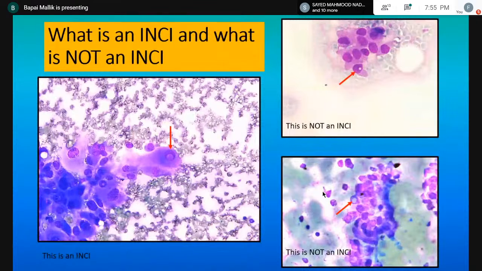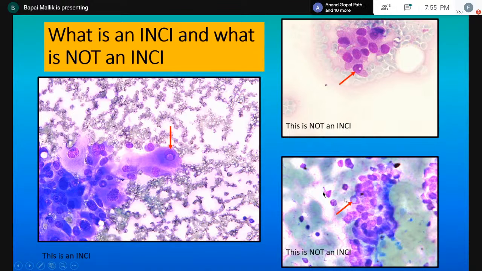But then I think in the previous webinar, I was asked, are there any inclusion lookalikes? Actually, there are. You are going to see this slide again a little bit later on, but this is what an inclusion should look like, especially on an MGG. But this is not an inclusion, by the way. This is some kind of an artifact which has come on the cell.